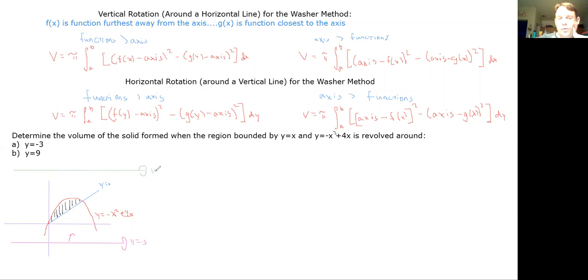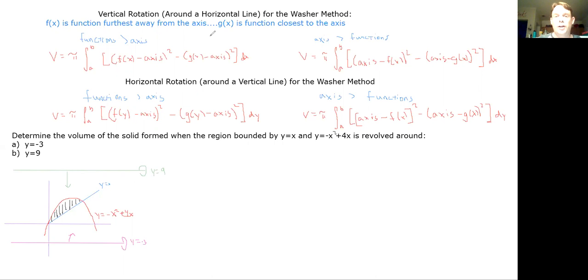Notice the functions are going to flip-flop. So now this one's going to be axis minus function, and when I come down from it, I hit the red function first. So that'll be the smaller volume, and the blue will be the greater volume. So not just am I flipping axis minus function, I'm flipping the order of subtracting axis and function, but I'm also going to flip the order of which function goes first. We'll see that in a second.